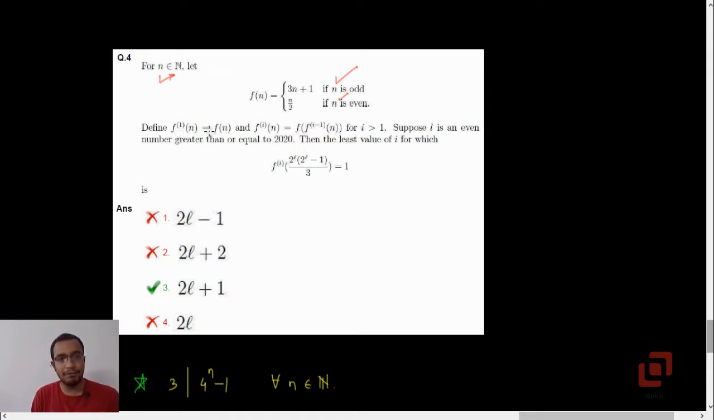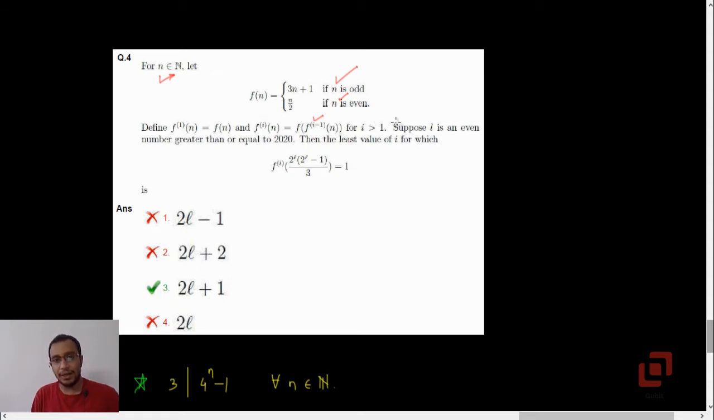Define f1 of n equal to f of n, and fi of n to be f of f(i minus 1) of n for i greater than 1. Okay, so we are defining the composition of a function with itself. So f of f means f raised to 2 of n.